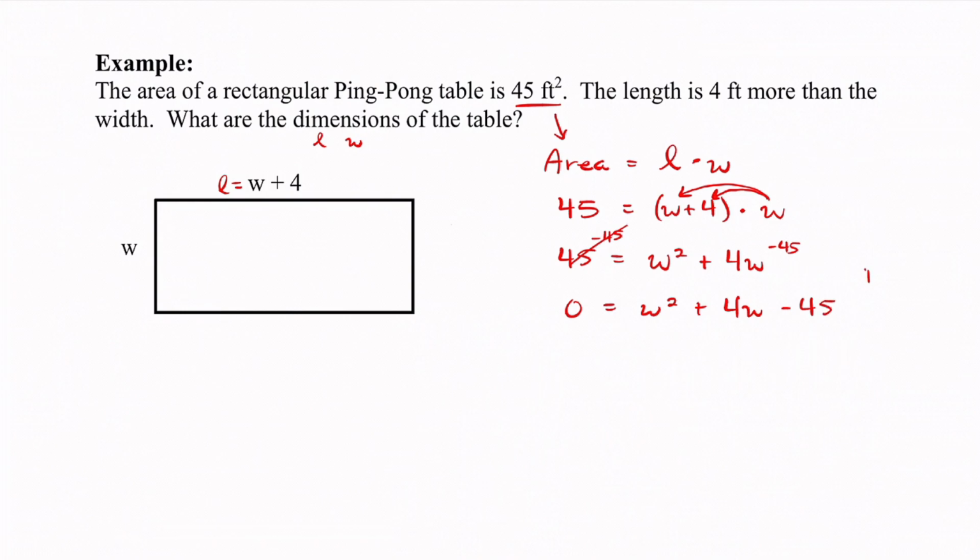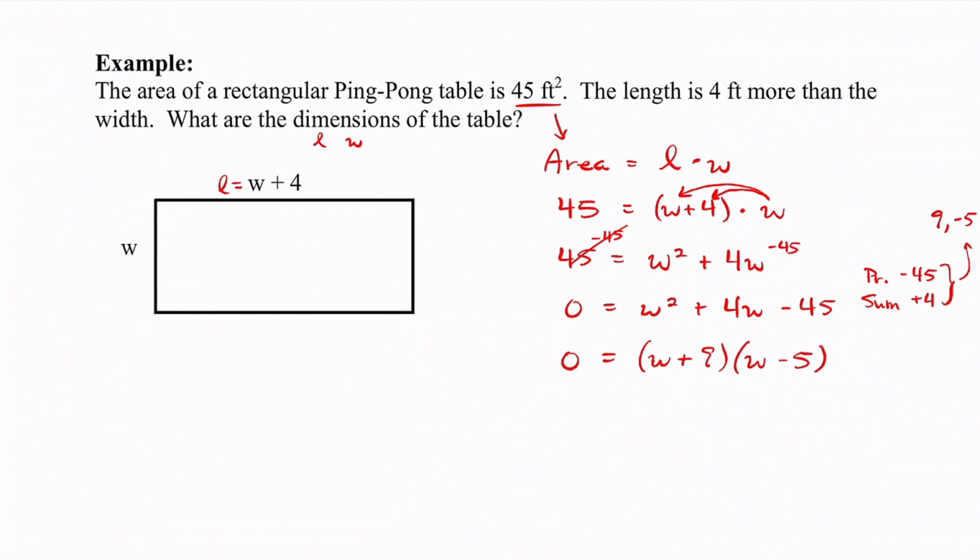Then I can do my product and my sum. So product is negative 45. Sum is positive 4. The two numbers that are going to do that are a 9 and a negative 5. So break it apart into our factors.